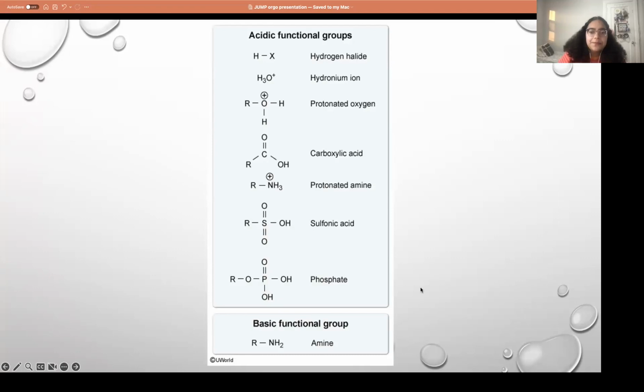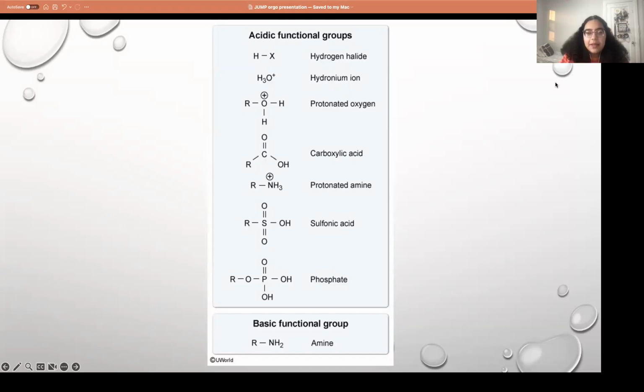And then I think the last thing, in terms of the groups, most of the functional groups are acidic. So you have your halides. So again, that's any halogen. So your X would be bromine, fluorine, iodine, chlorine attached to a hydrogen. Hydronium ion, obviously how we measure the pH scale. A protonated oxygen, positive charge. Carboxylic acids are also acidic. Amines that are protonated, sulfonic acid and phosphates as well are acidic.